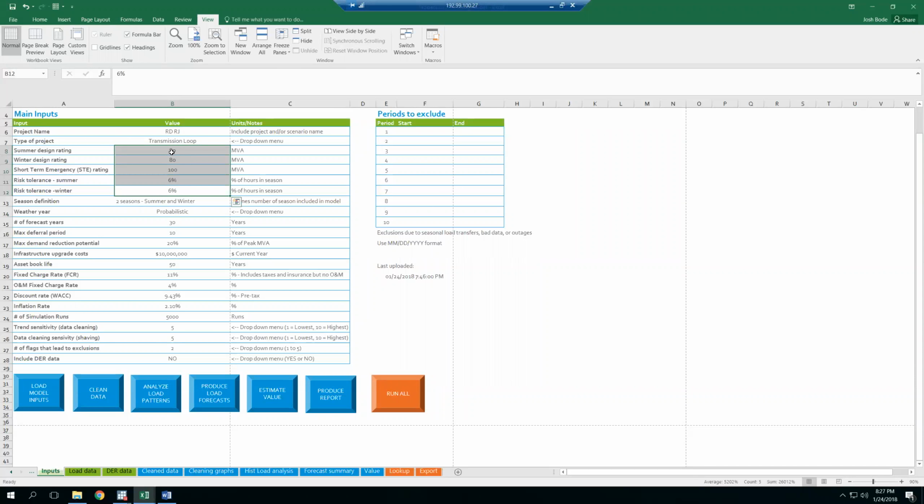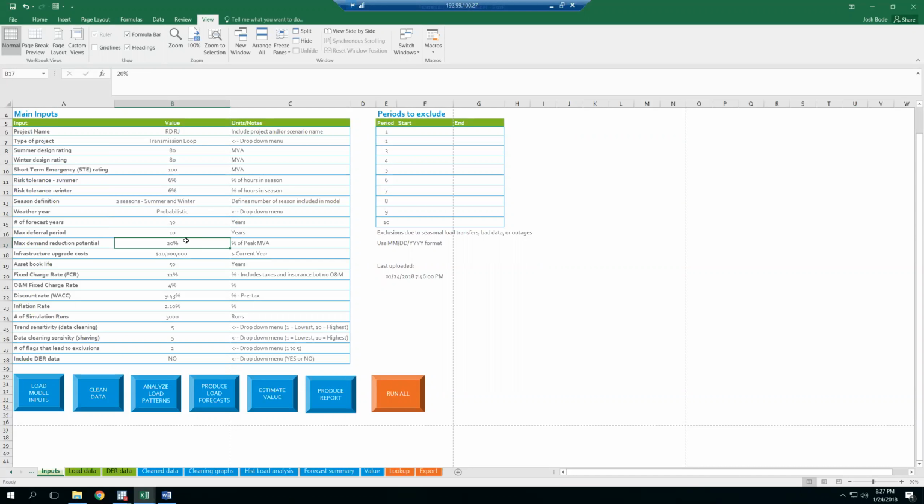Whether or not you apply a probabilistic 1 in 2 or 1 in 10 weather year will influence the likelihood that you exceed the ratings, which will in turn trigger the value scenarios, because if you are not expected to exceed the design ratings or the long-term emergency ratings, you are very unlikely to have any value at that location.